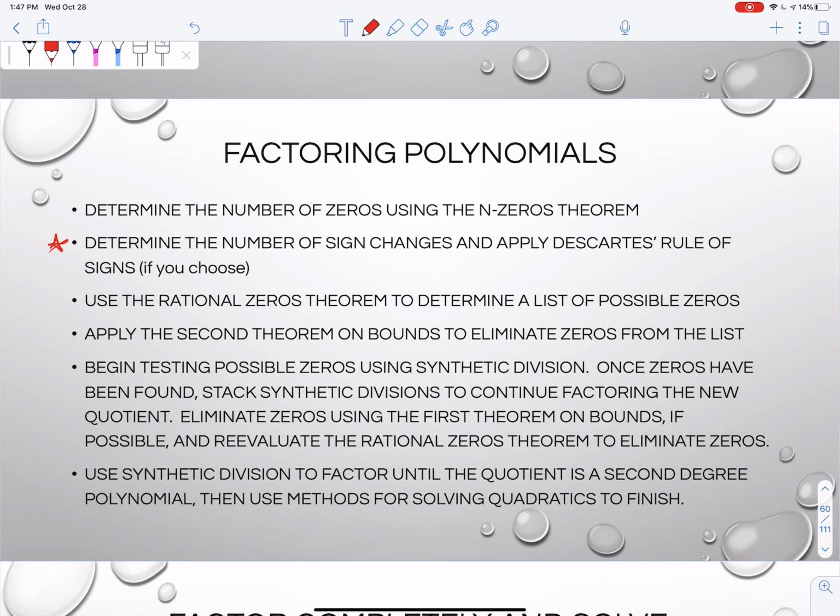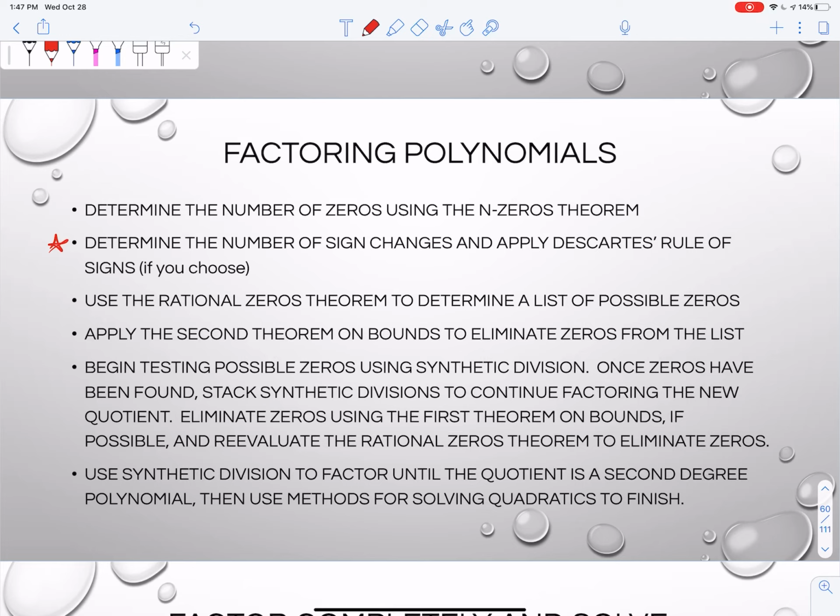From there, we're going to start testing possible zeros using synthetic division. Once a zero has been found, we're going to stack a synthetic division right underneath the quotient that we just got, and continue trying to factor the new quotient until we get down to a quadratic, which I already know how to solve with the quadratic formula and other methods.